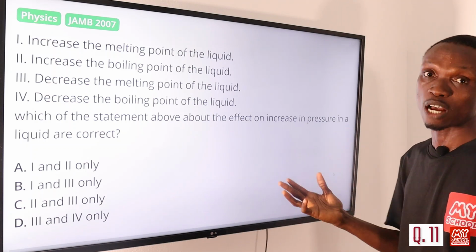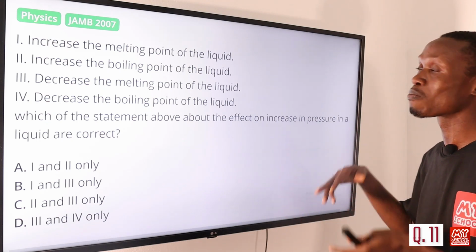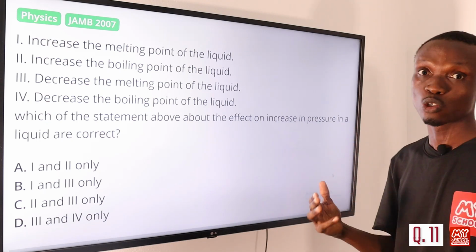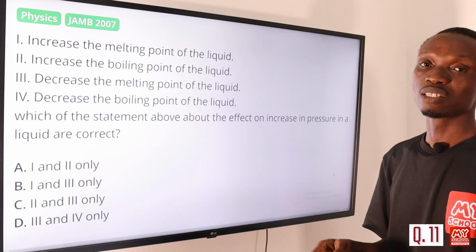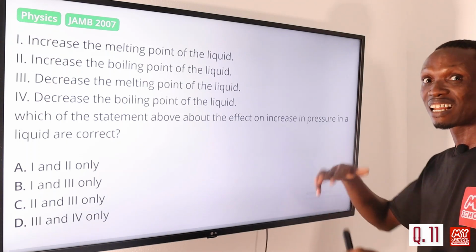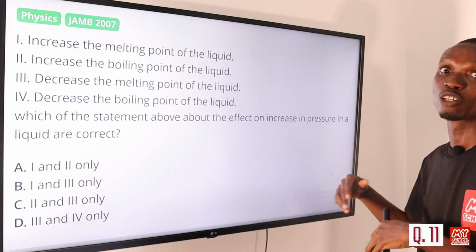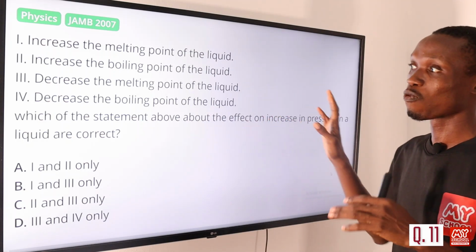So for this question, we'll be assuming that they're actually referring to ice. For ice, an increase in pressure will actually lead to a decrease in its melting point. And the reason for that is because ice in its liquid phase is water. So in that case, the volume is less than when it is in the solid phase, which is ice. So that is what we are assuming for this question.